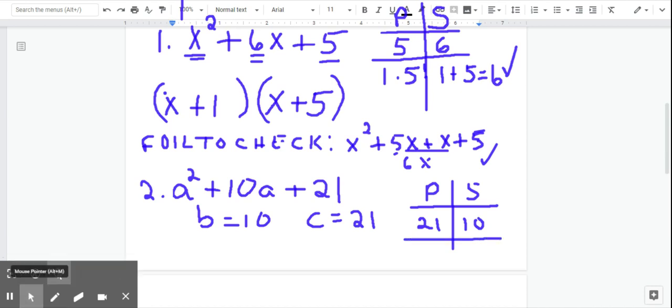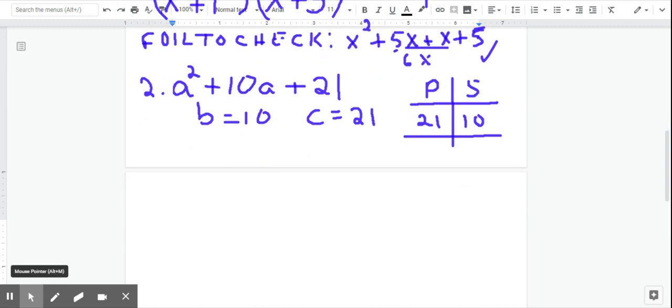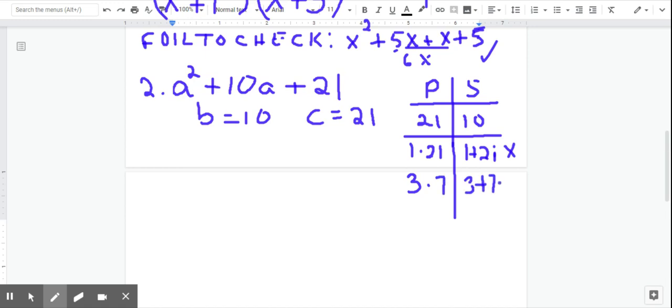So now we have to ask ourselves, what multiplies to 21? Well, 1 times 21 does. But 1 plus 21 does not equal 10. 3 times 7 is 21. And 3 plus 7 is 10. So we found our answer. Two numbers that multiply to 21 and add to 10.